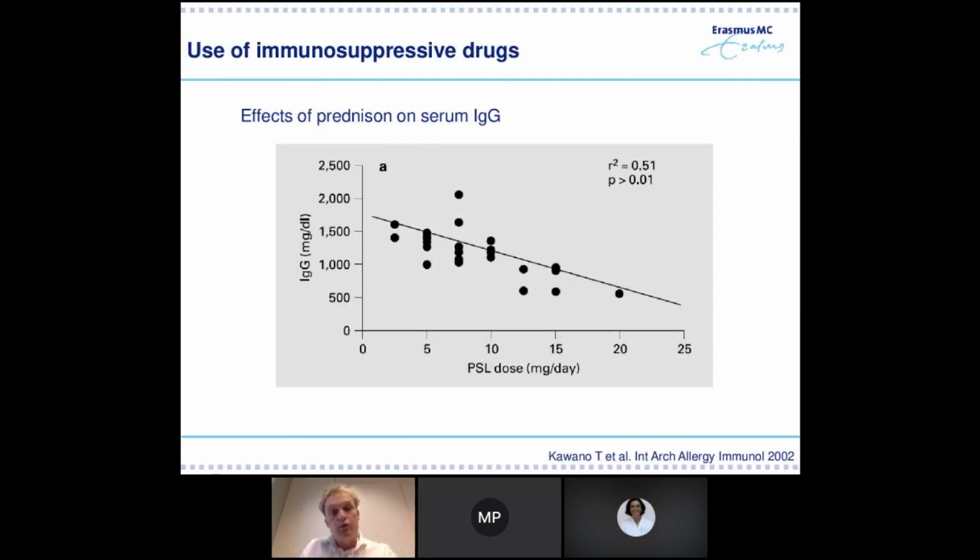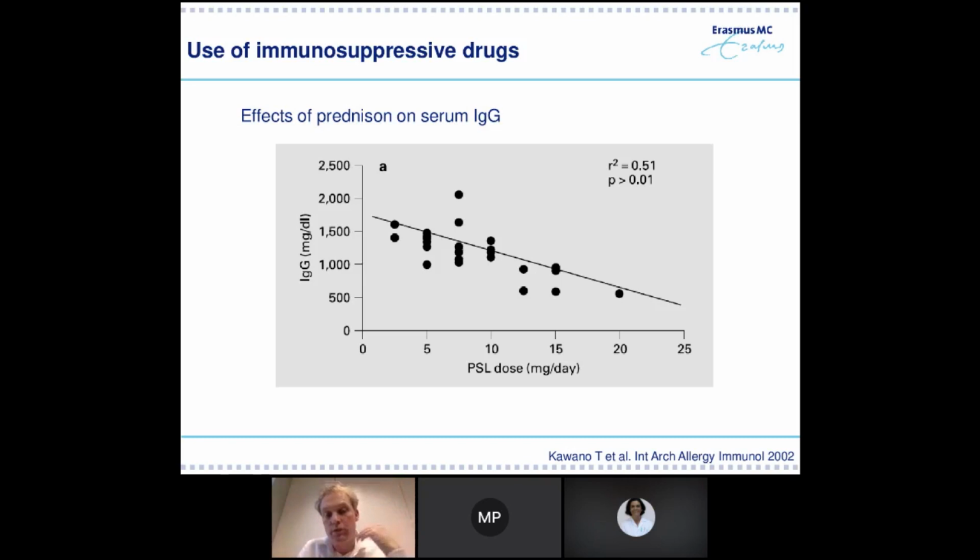So yes, in hematological malignancy, low levels of IgG may occur, resulting in an increased risk of infections. But also the use of immunosuppressants, and the increasing use of immunosuppressants, is a very important factor in secondary antibody deficiency. And this is a picture already presented 20 years ago, that even in patients treated with high doses or long-term prednisone, you see over time, the higher the dose of prednisone on the x-axis, the lower levels of IgG.